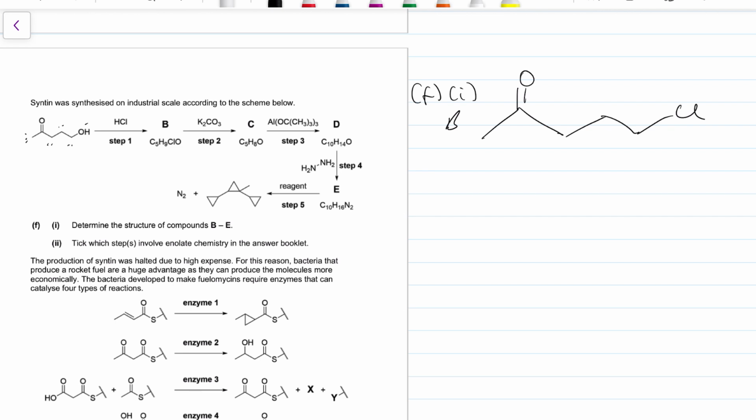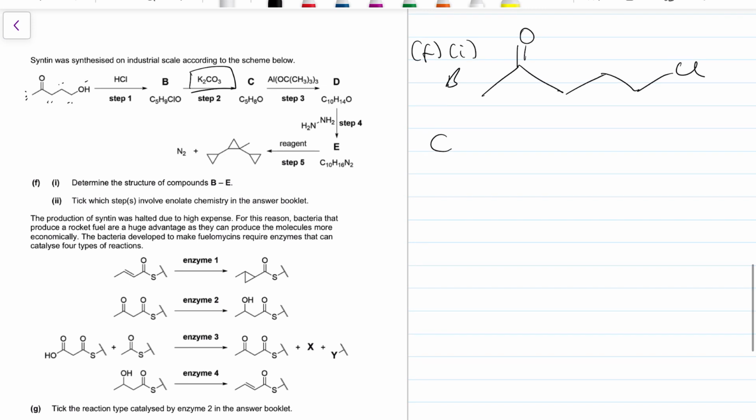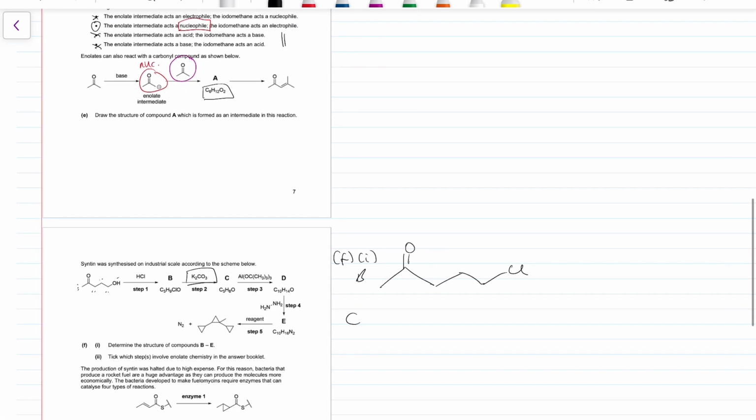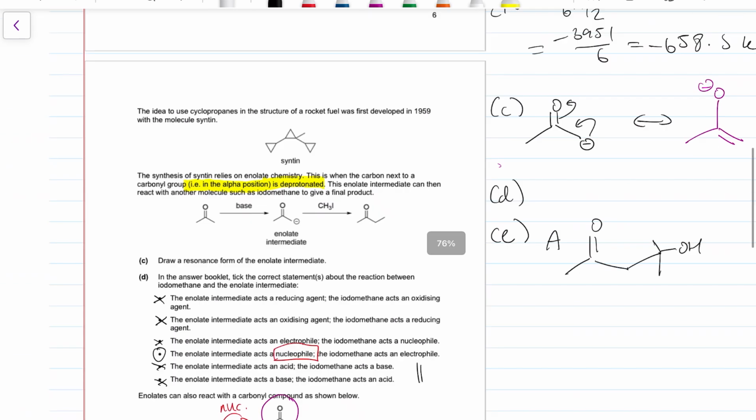Now, step 2, making a molecule C. Well, we've got a base here. I think potassium carbonate is a pretty well known base. And what were we told about carbonyl compounds? Well, if you remember, I said this would be quite important. We're saying the carbon next to a carbonyl group, i.e. in the alpha position, is deprotonated.